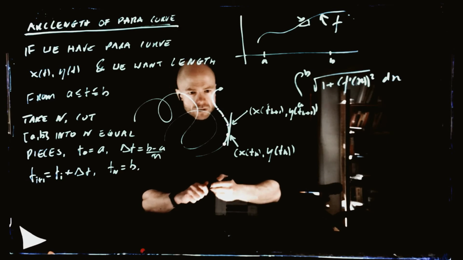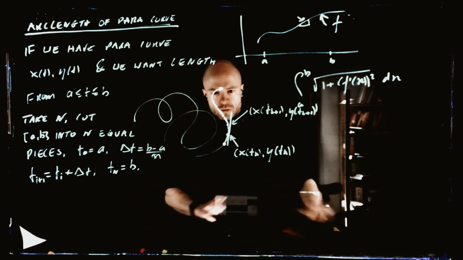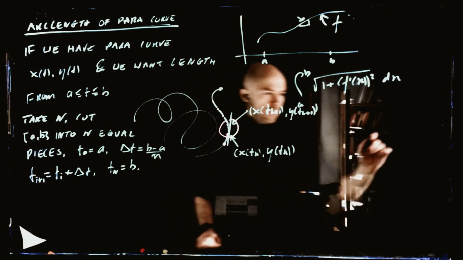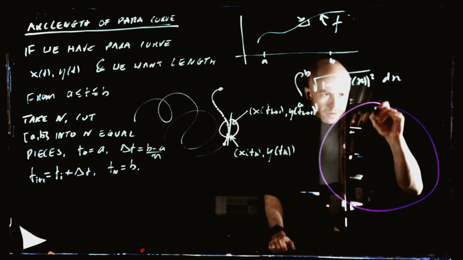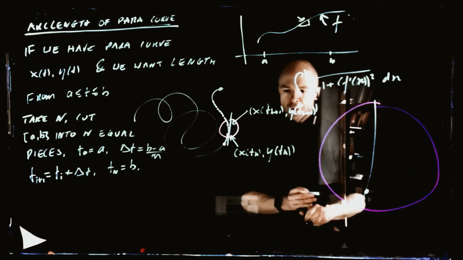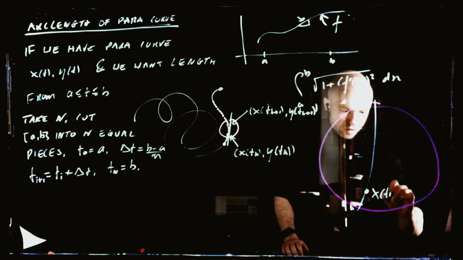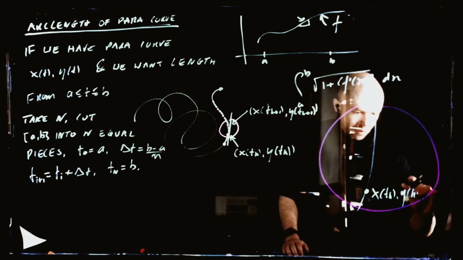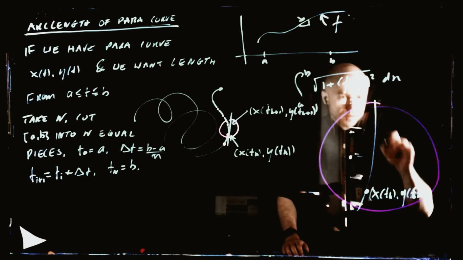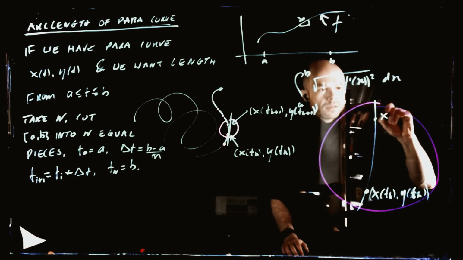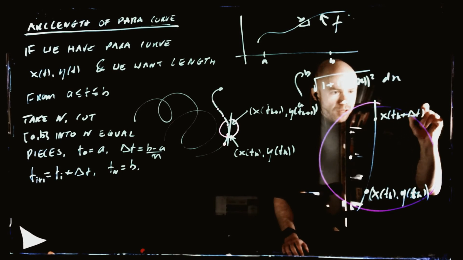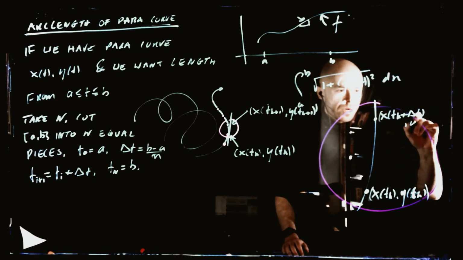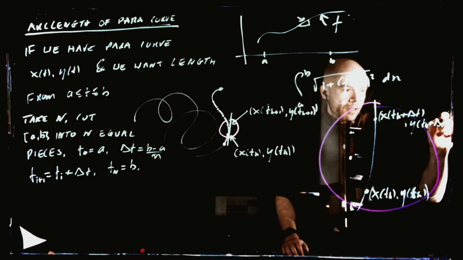So let's zoom in to what's happening here. We zoom in, and what do we see? We have our curve like this. This is where we are: x of tk, y of tk. And this is x of t(k+1), which is x of tk plus delta of t, and then y of tk plus delta of t, like this.